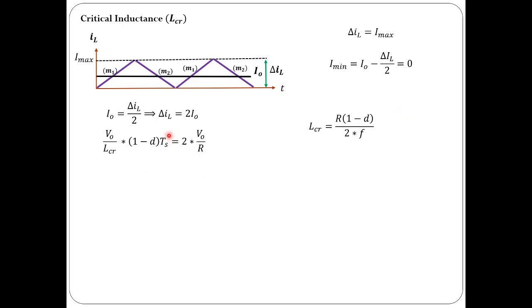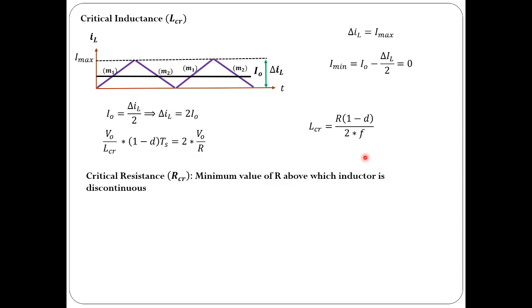Here TS is the switching period, which is equal to 1 by F, the switching frequency. So instead of using TS, it is beneficial to use frequency. Substitute TS equal to 1 by F, and you would get this, the critical value of inductance.